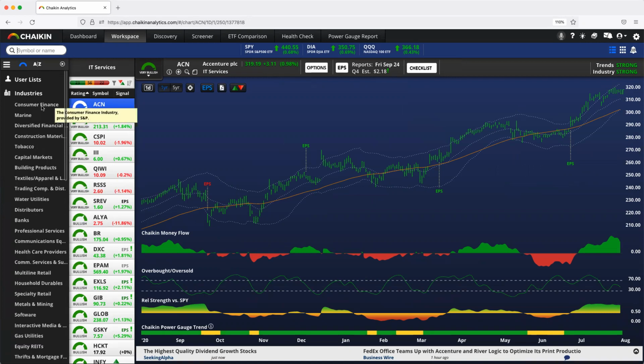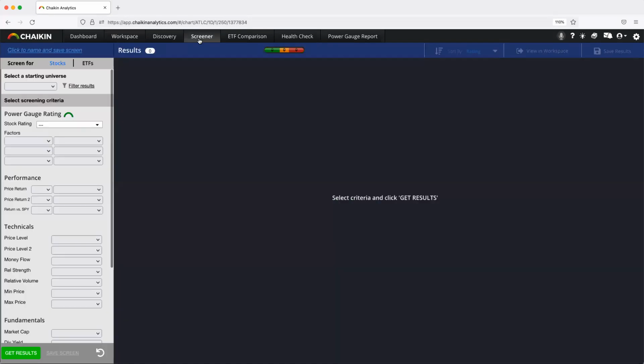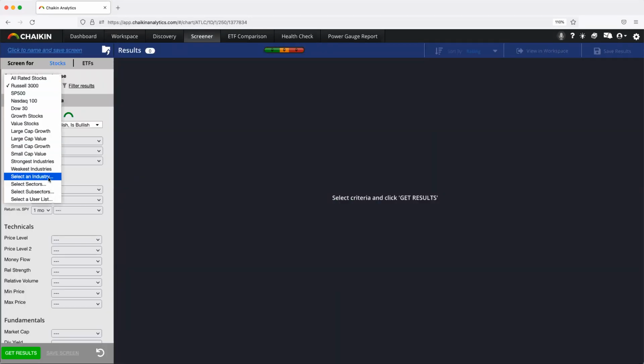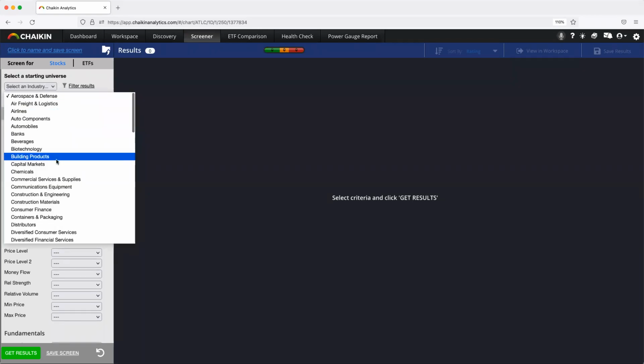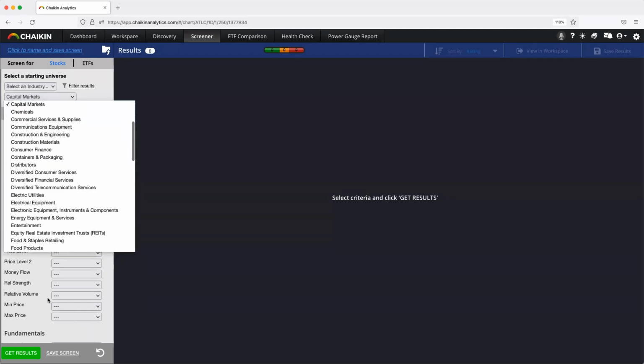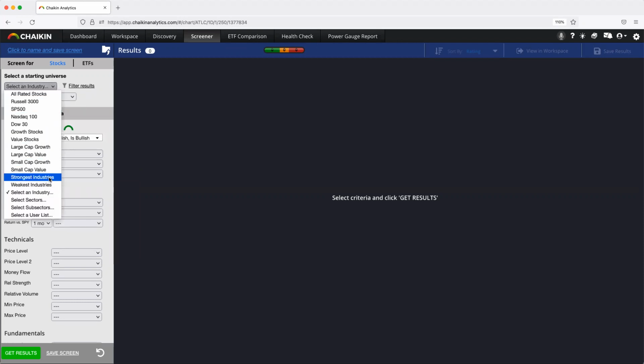Now we can find the strong groups, look within the strong groups, and maybe specifically look for stocks in those groups, right? If we're looking for ideas. We can also use this in the screener. You can screen for particular industry groups. Right? You might say, you know, I specifically want to look at capital markets or, you know, marine or something like that, and only screen within that. Or you could choose to screen for strongest industries. We see this, strongest and weakest industries.